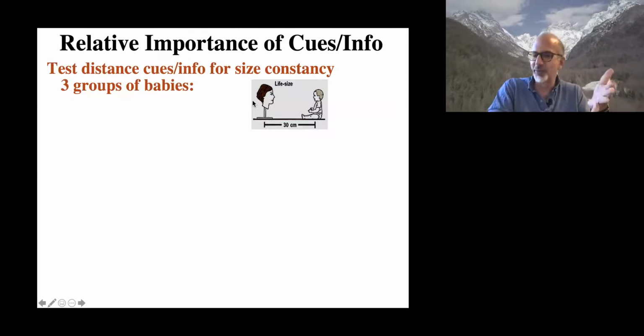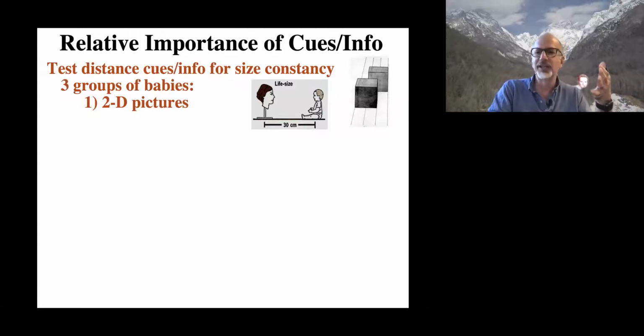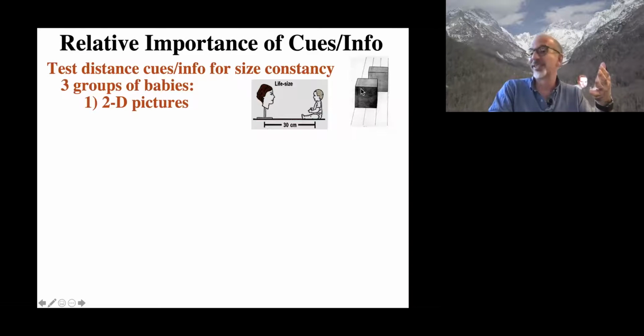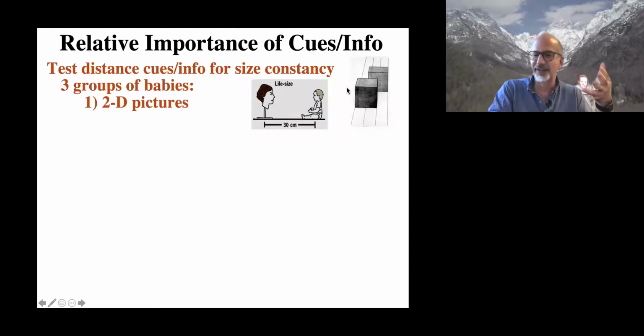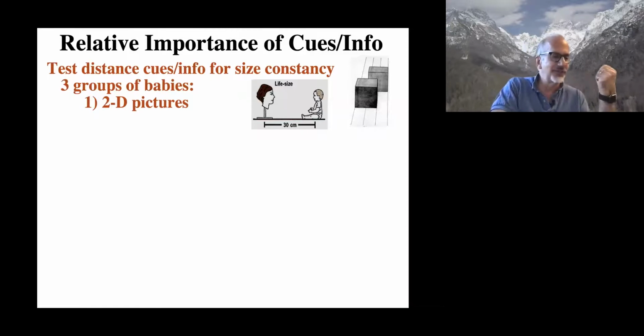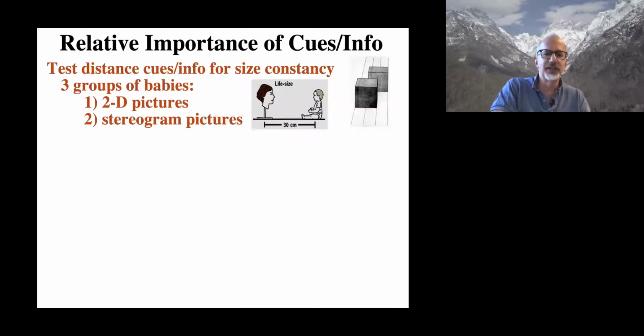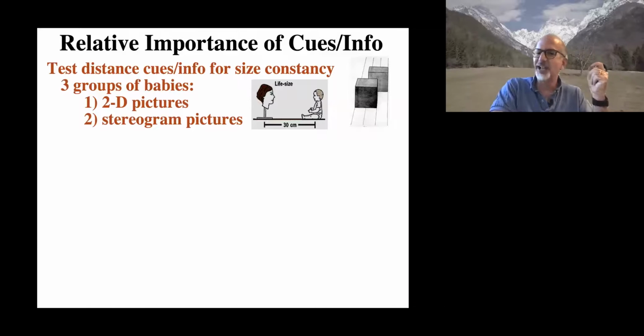And we're going to run 3 groups of babies. One group of babies, we're not going to use the mannequin head anymore. We're going to use 2D pictures, right? That's going to be something like this, to test their sense of depth that will allow them to perceive size constancy. That's one group of babies, all right? Another one, lucky for the babies, they get to wear these 3D goggles.